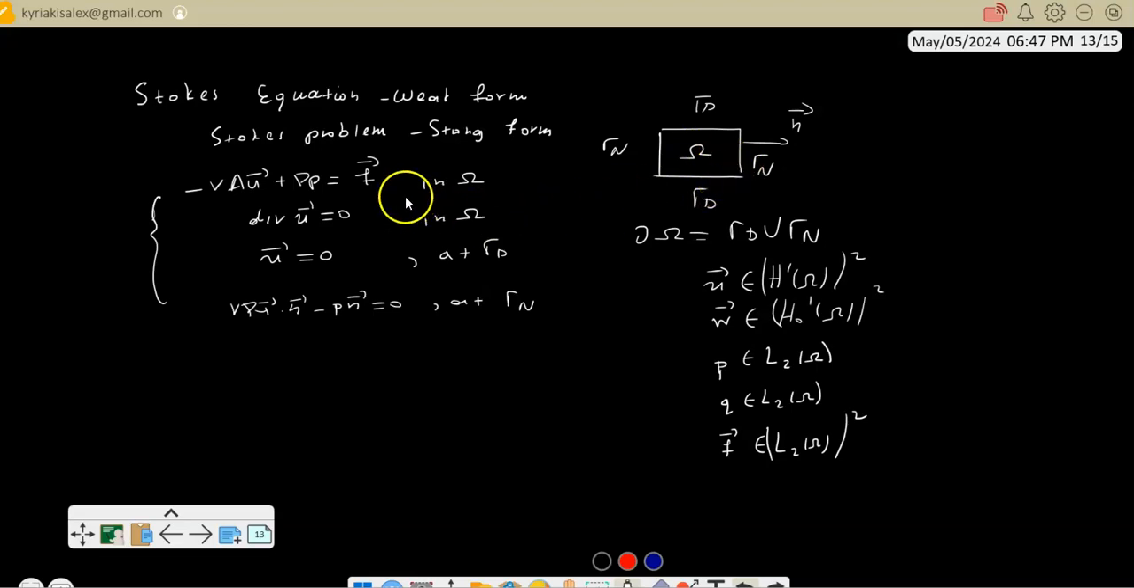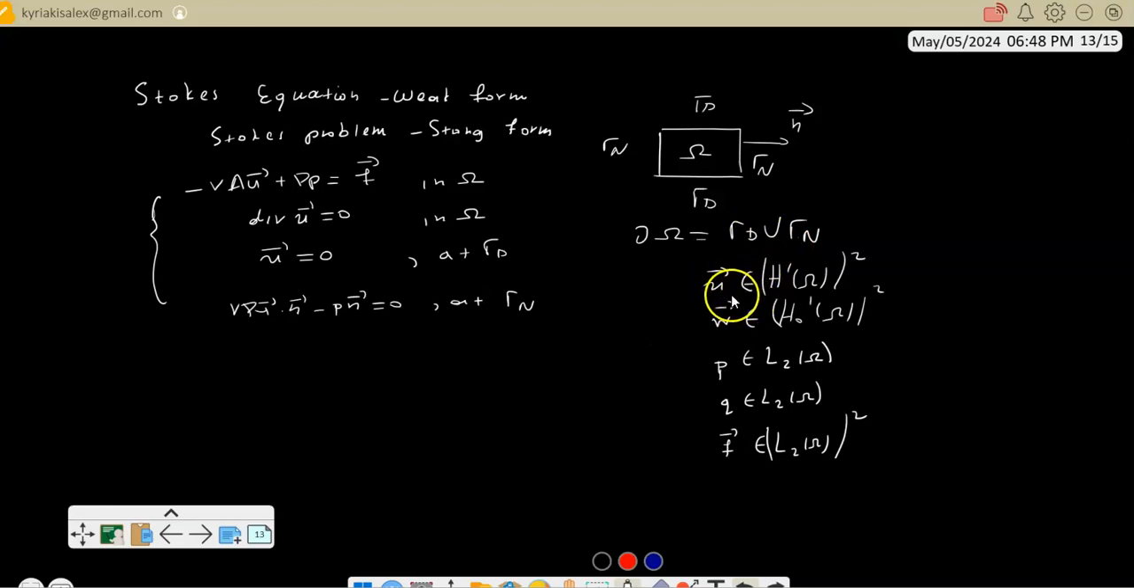a bounded region in Rn. Divergence of u equals 0, which means that you have a divergence-free velocity field inside the domain omega. u is equal to 0 at the Dirichlet boundary. Gamma D denotes the Dirichlet boundary, and the component of the stress is equal to 0 at the Neumann boundary. Here, the boundary of omega is the union of the Dirichlet and Neumann boundaries.